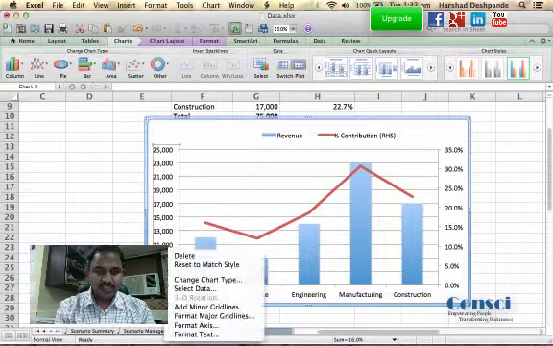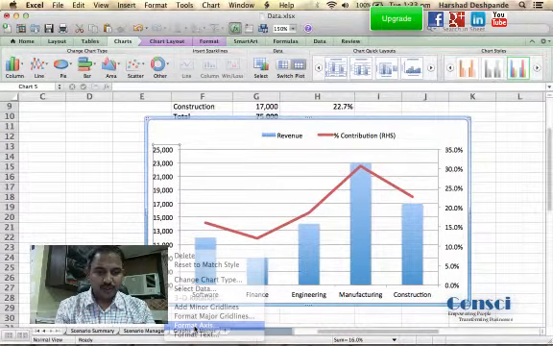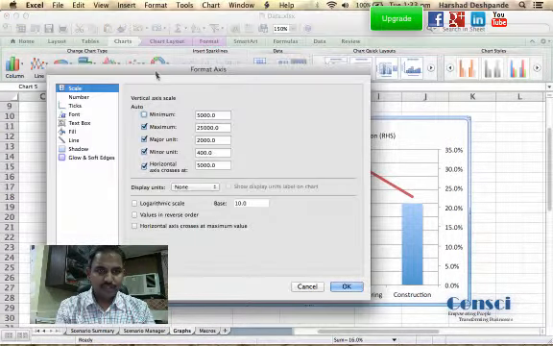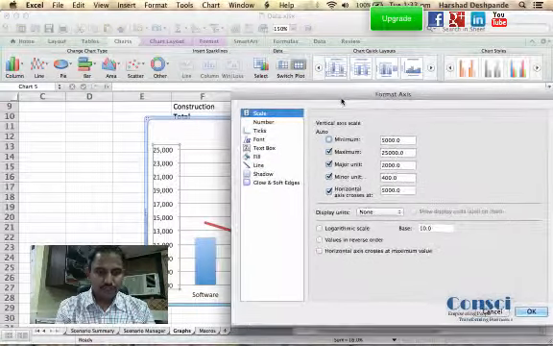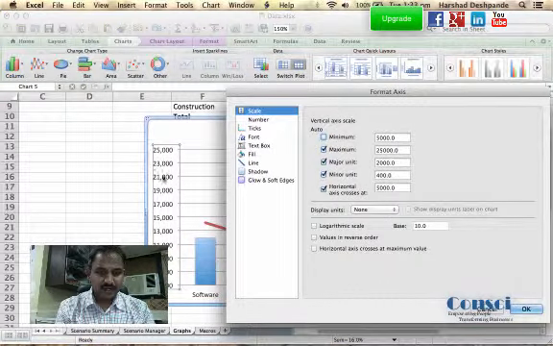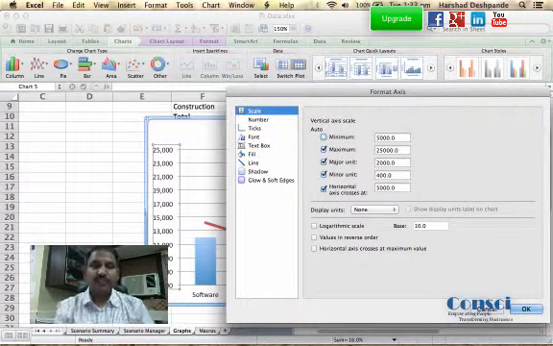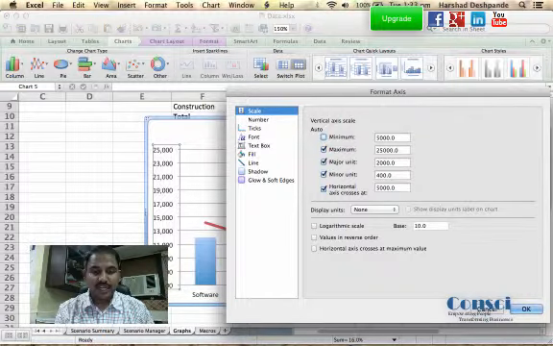The next thing that you can do is look at the major units which are getting reflected right now over here. You will understand the difference between major unit and minor unit later when we look at how to format the grid lines.